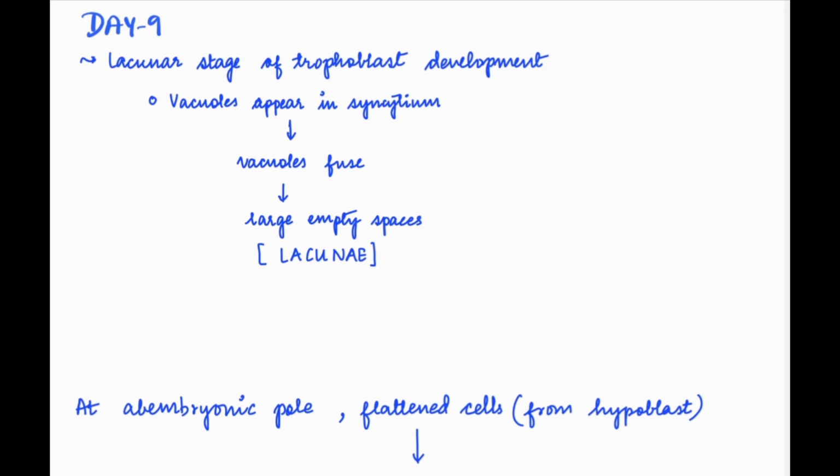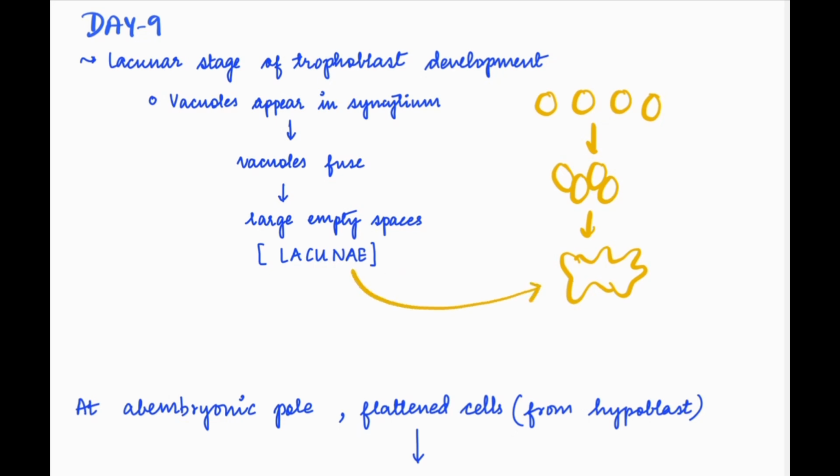Since we're already done with day 7 and day 8 activities, let's go ahead and study the day 9 activities. What exactly happens on day 9? The lacunar stage of trophoblast development happens on day 9. What happens is, there is appearance of vacuoles in the syncytium. These vacuoles come together and fuse, and this fusion forms a larger cavity or space. This larger space is known as lacunae.